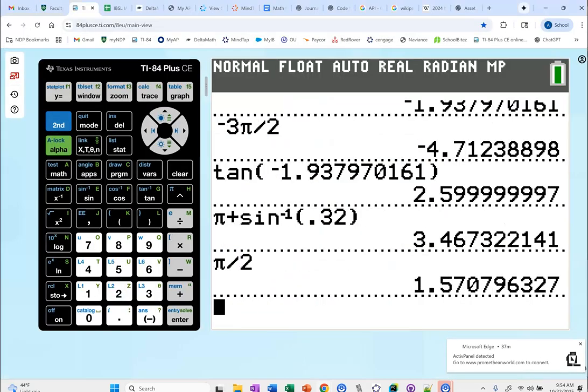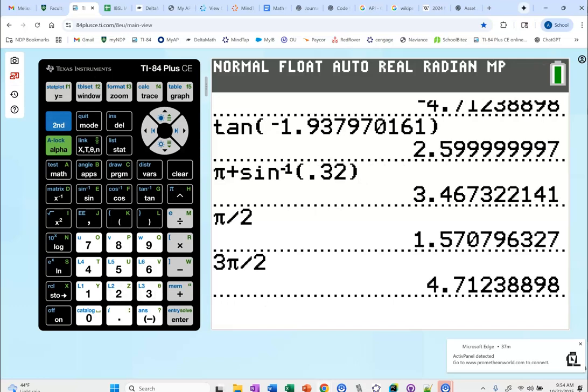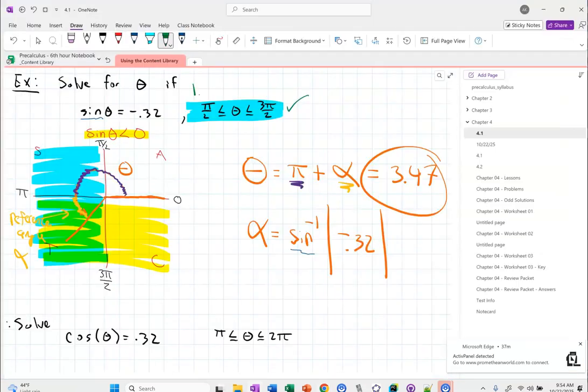So pi over 2 is 1.57. 3 pi over 2 is 4.71. So we're good there, because 3.47 is in between. That's part one of my check. So far, so good? Yeah.